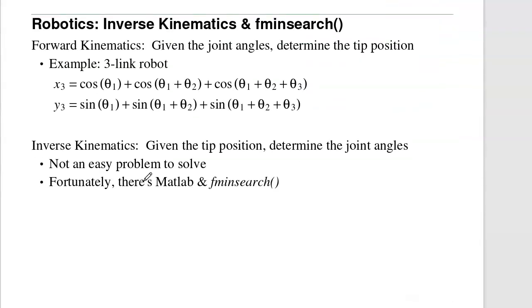Inverse kinematics is actually a lot harder. Forward kinematics is pretty easy. I want to know what is the tip position based upon the angles, and here's the equation. It's the position of the first link plus the second plus the third, add them all up. That's the tip position. Inverse kinematics is go backwards. I know the tip position, what angles put you there?